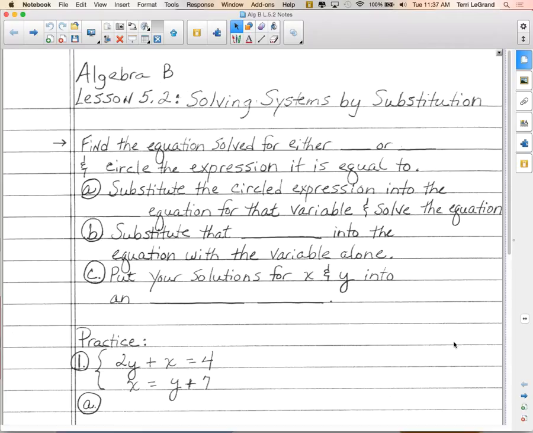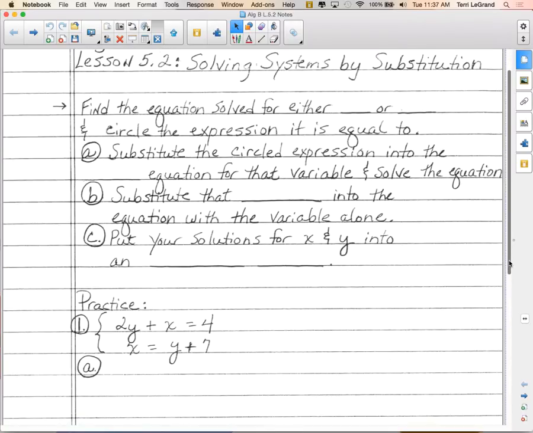And there will be times that we will check it out with the graphing calculator. When we solve it algebraically, does the graph actually support our answer too? So here's what we're going to do today. We're going to be spending more than one day on this lesson. Today, we're going to focus on finding the equation that is solved for either x or for y. So you're going to look at your two equations and say, is one of them solved for x? In other words, the x is by itself, or is one of them solved for y already? In other words, the y is by itself.